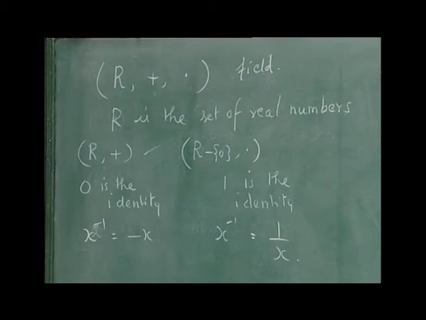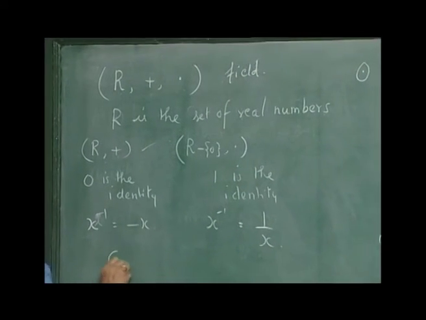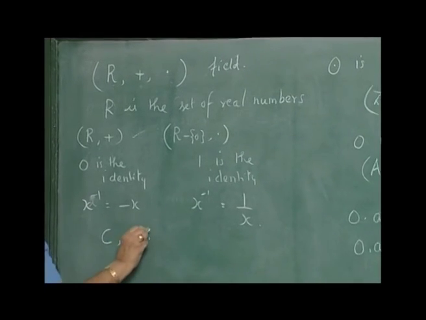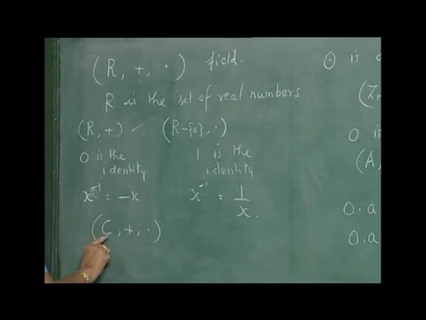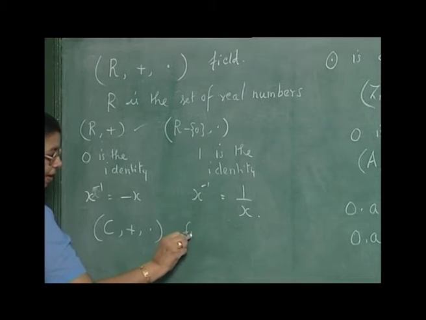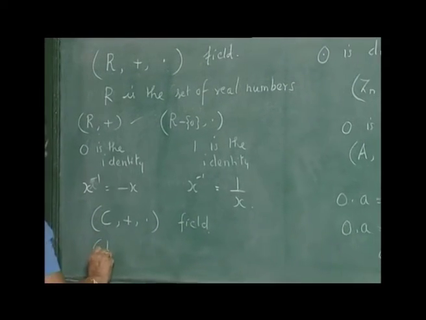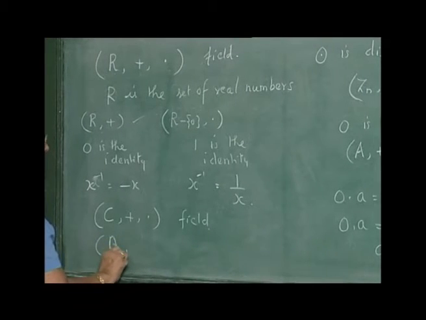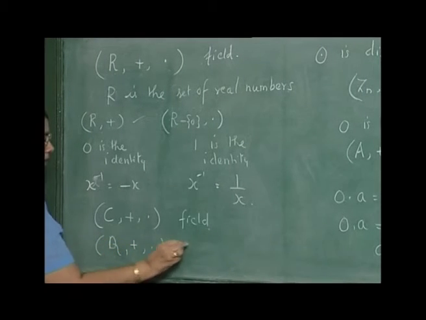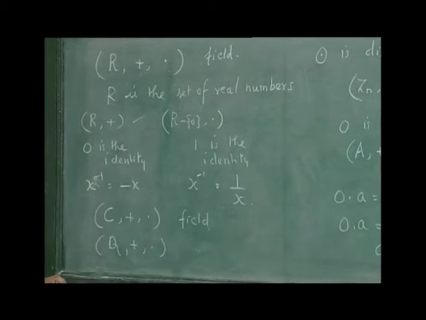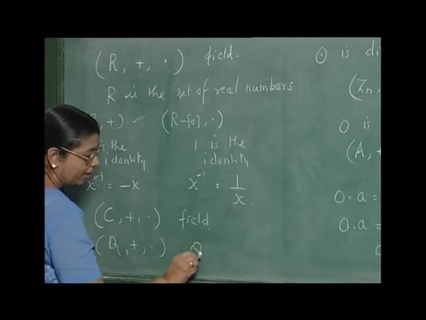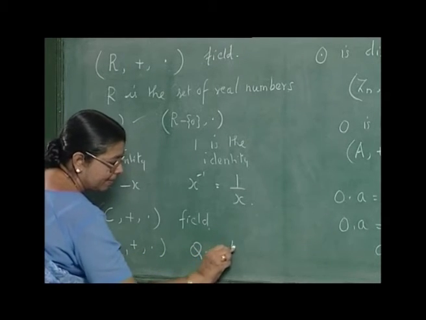And similarly, you can see that if you take the set of complex numbers, the plus operation and the multiplication operation, this is also a field. And if you take the set of rational numbers, which usually you denote by Q, (Q, +, ·) is a field. Q is the set of rational numbers.